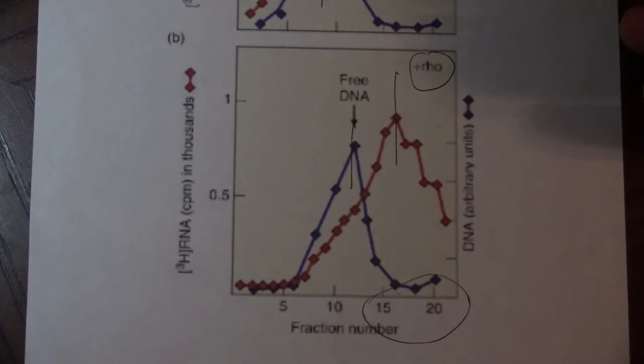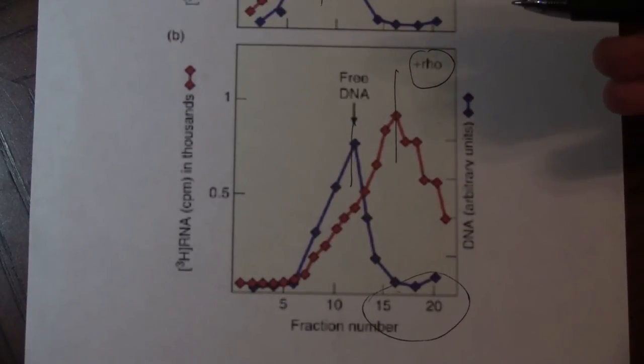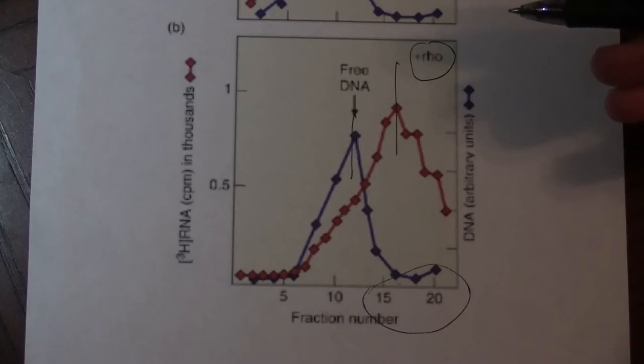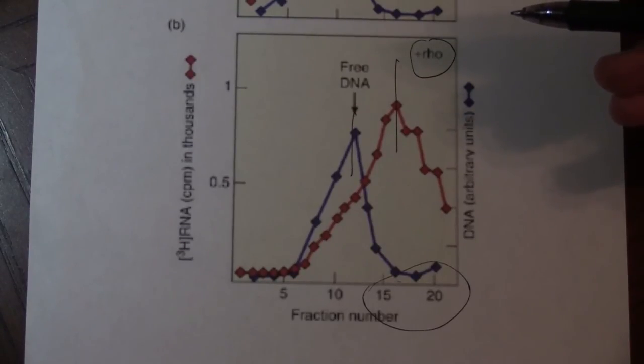To summarize what we learned, Rho causes shortened transcripts by initiating termination. Also, Rho does cause release of transcripts from the DNA template.